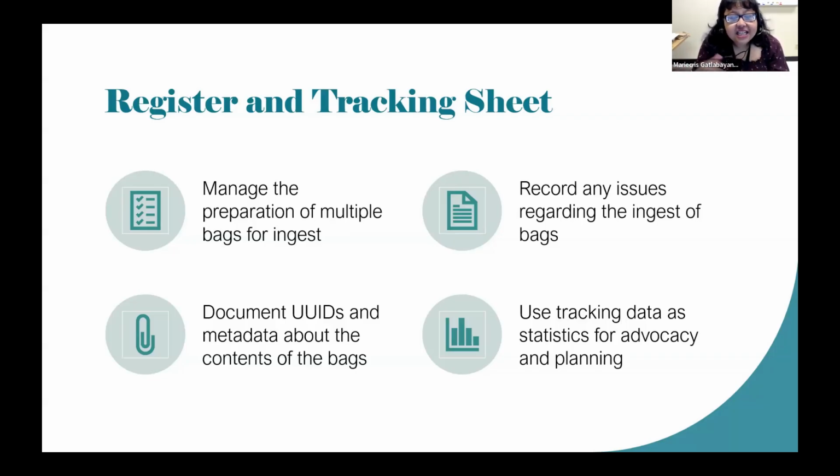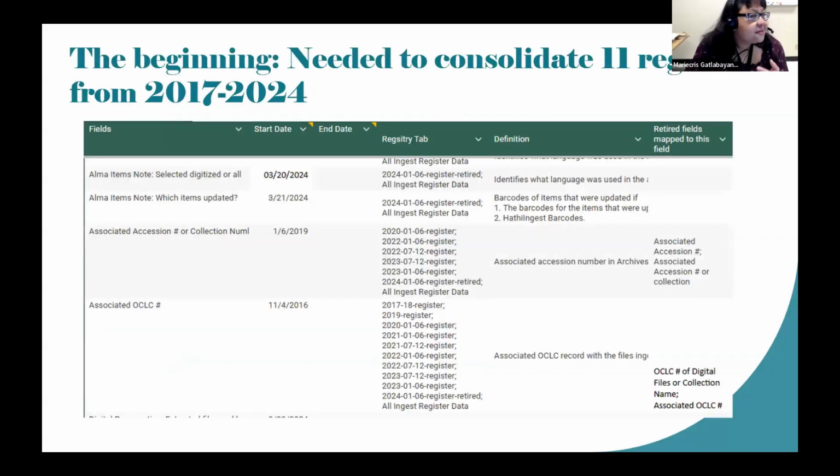Because of all the information that I'm gathering to track my workflows, data that I'm using to implement scripts, it also has a secondary use, which is creating statistics that I can use for advocacy and planning. So in the beginning, when I first started in 2023, there were 11 registers that dated from 2017 to 2024.